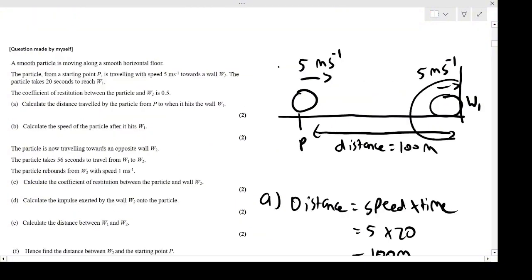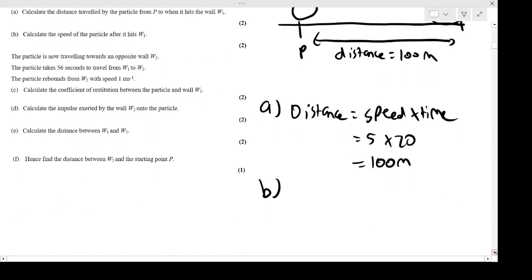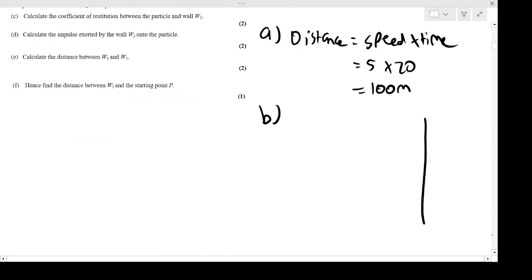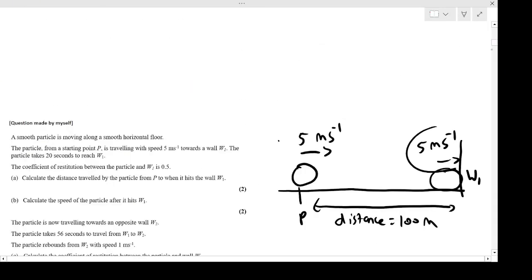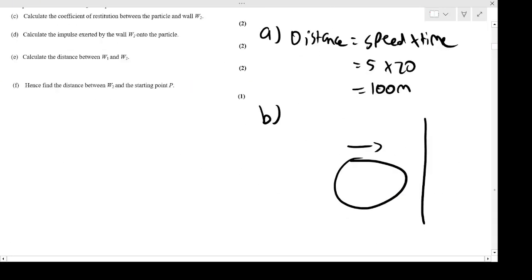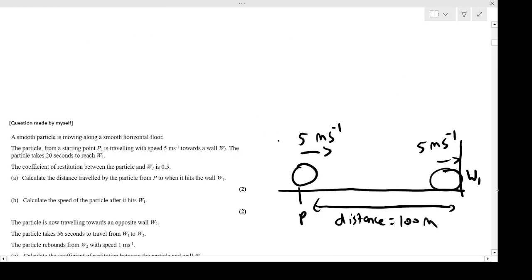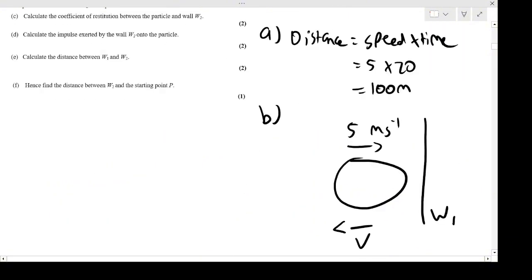So obviously you can see here it's going to hit wall 1 and then it's going to rebound. So that's where coefficient of restitution will come in. If I draw that scenario, as we've seen, it approaches the wall with speed 5, and then it's going to rebound with a speed afterwards. I'm going to call that V. And I'm also told that E is 0.5.